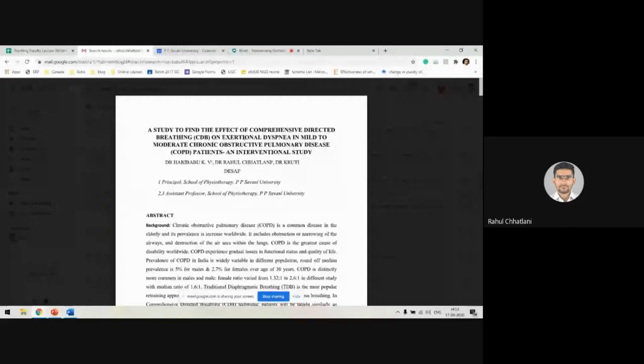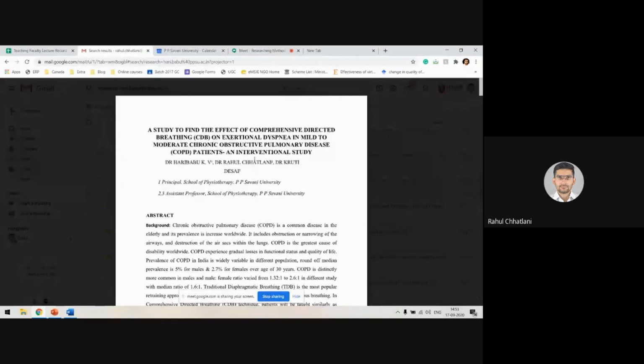So here you can see a study to find the effect of comprehensive directed breathing on exertional dyspnea in moderate chronic obstructive pulmonary disease patients. Yes, so can anyone tell me what is the independent variable first? From the title, what is the dependent and what is the independent variable?